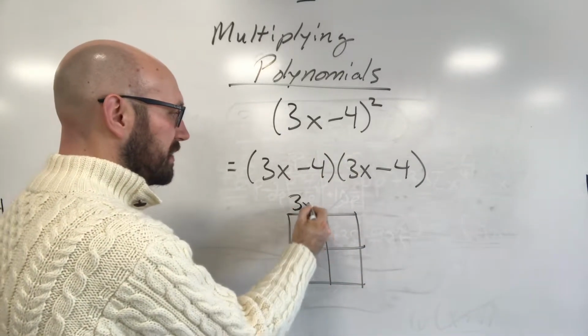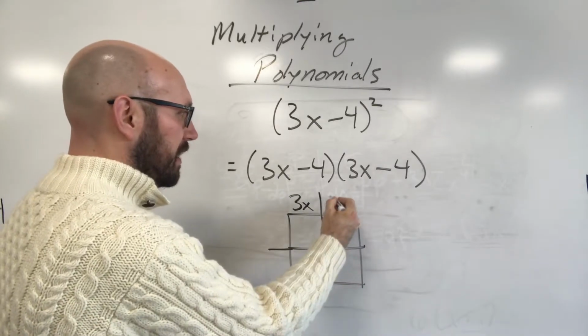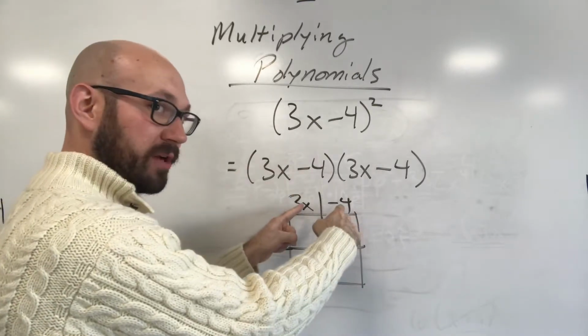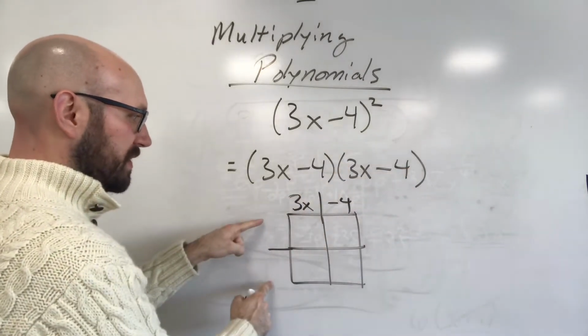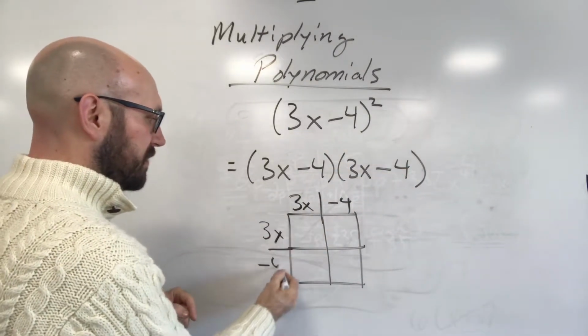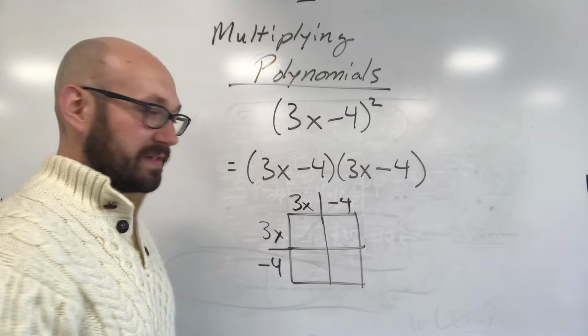So I'm going to put a 3x here, and then the minus 4 here. That'll be my first binomial. The next binomial will go off to the side. So I have 3x minus 4. And then we'll fill in all the boxes.